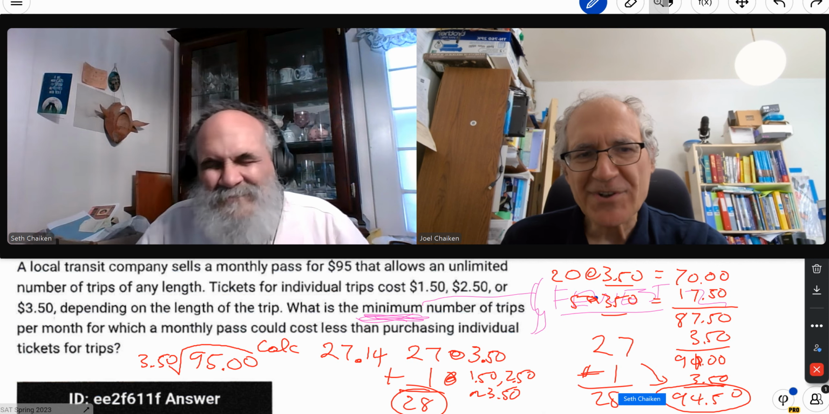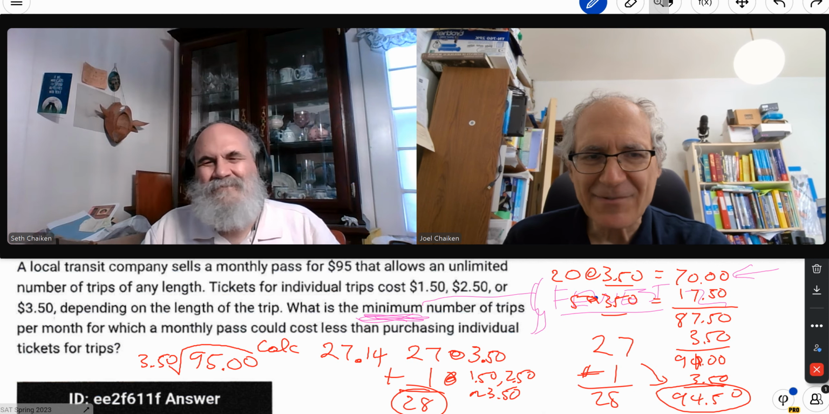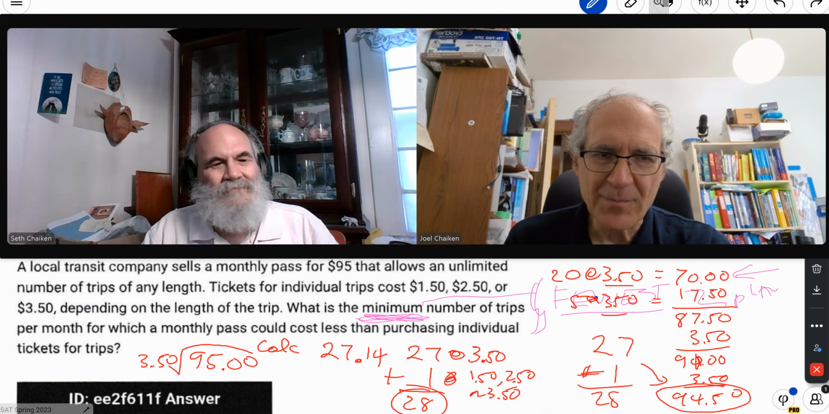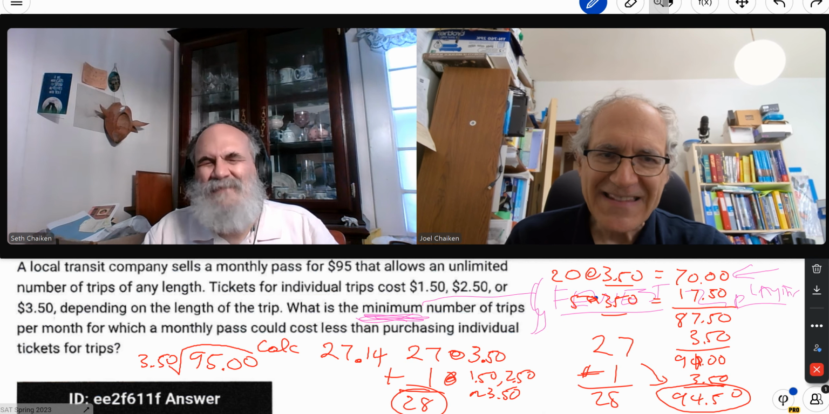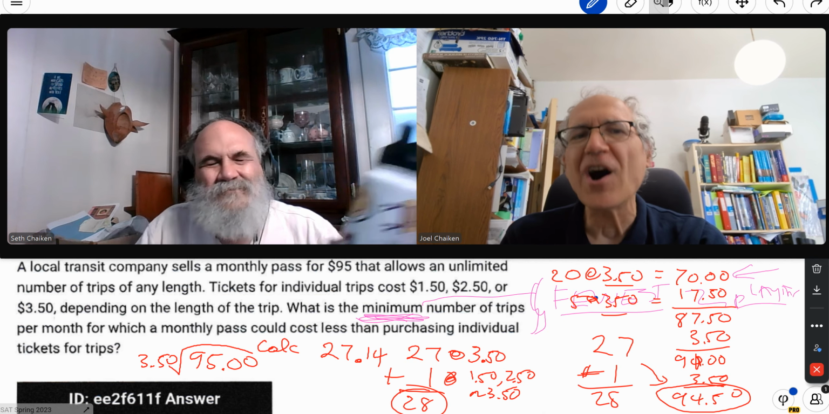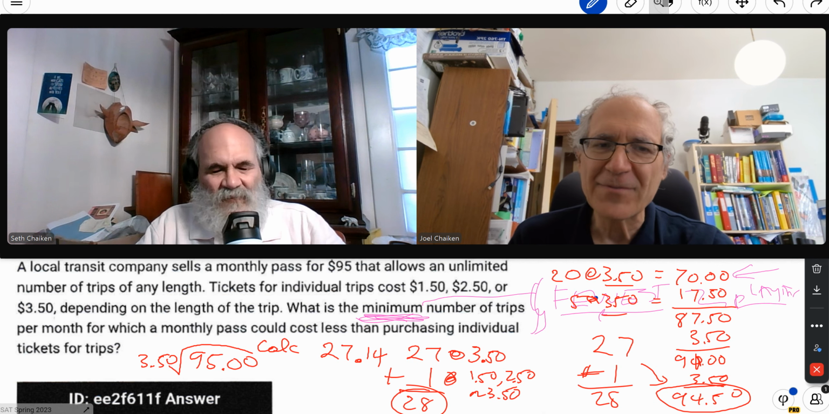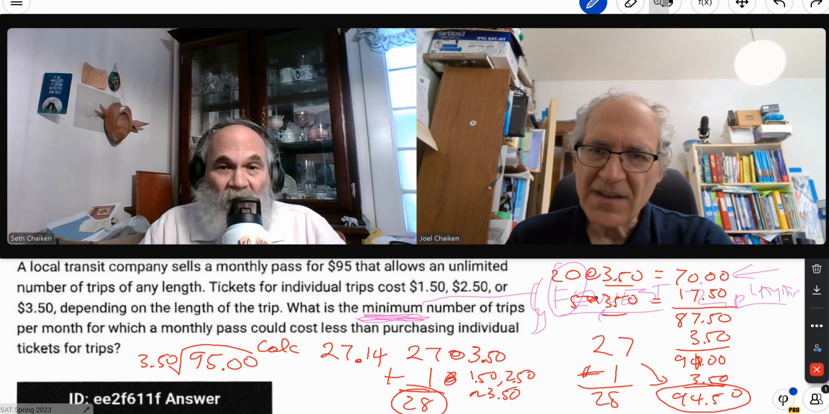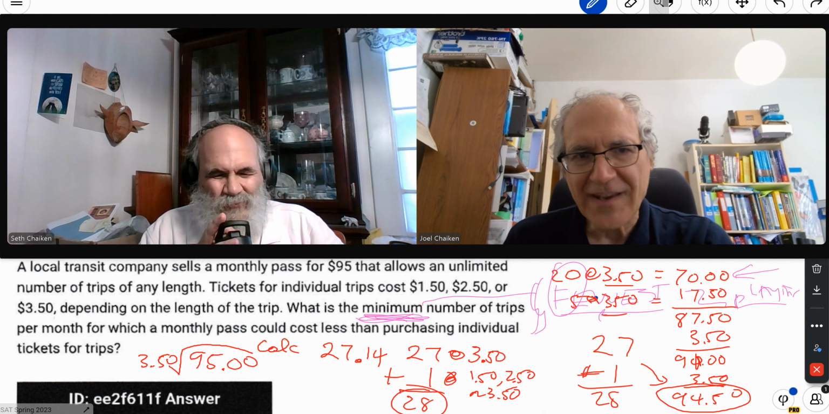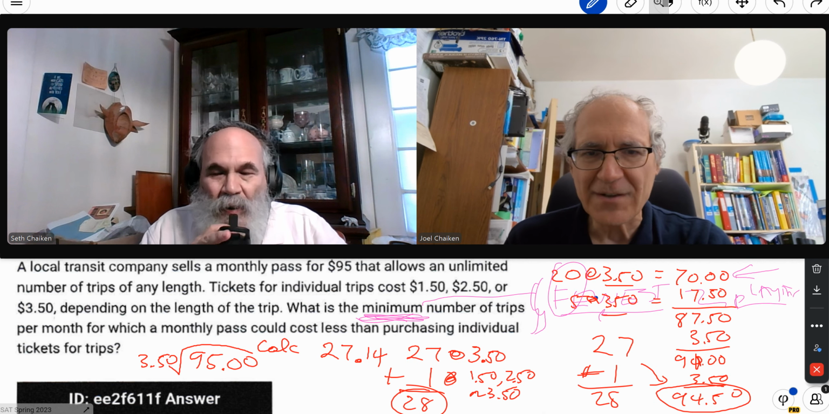But the other way you could do it is to start out playing with the problem. The verb is playing with the problem, and once you start playing with it, you could see, oh, I know what I need to do. I need to divide 95 by 3.50 to get this number. So you can certainly start playing with it, which is a great way to do problems when you're stuck and you have no idea what to do.